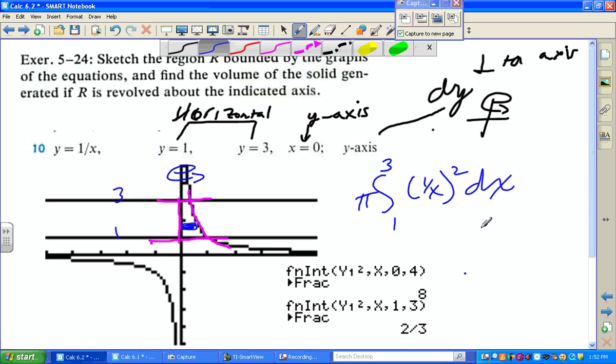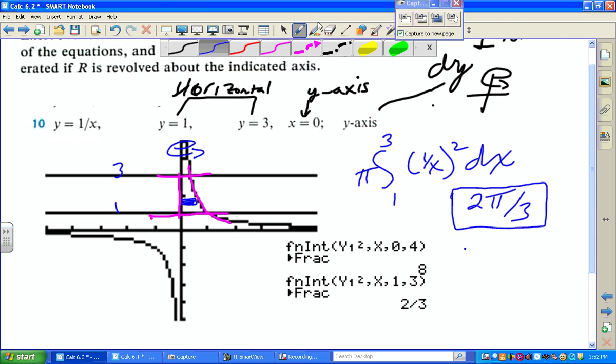2 pi over 3. So we don't have to worry about changing it to y if we go to the y-axis? That's the back. Oh, the integral, you're right. My fault. Oh, wait a minute. I do need to change it.